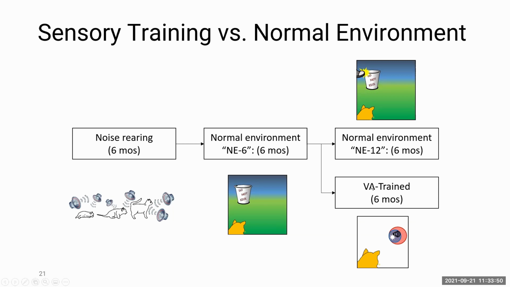So here's a sort of paradigm for this experiment. We noise-reared animals for 6 months. Then we put them in a normal environment for 6 months, and then split them in two groups. Some kept on in the normal environment. The others got the sensory training paradigm I just showed you.